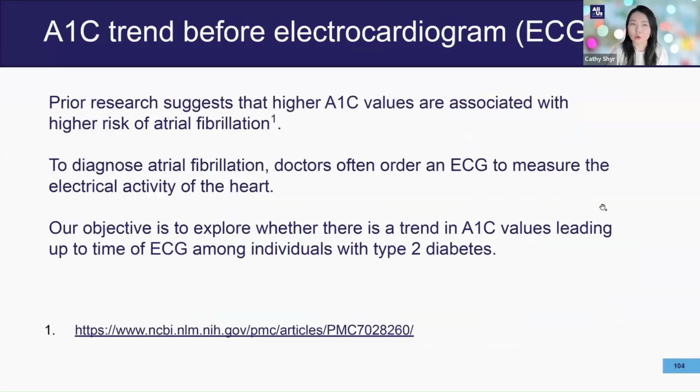Okay, so here's a little bit of background information. There's prior research suggesting that higher A1C values, so blood glucose values, are associated with higher risk of AFib. To diagnose AFib, doctors often order an ECG to measure the electrical activity of the heart. So our objective is to explore whether there is a longitudinal trend in the A1C values leading up to the time of ECG among individuals with type 2 diabetes.